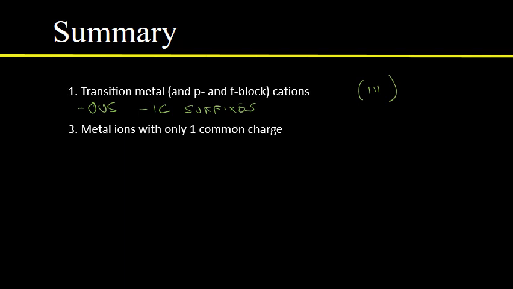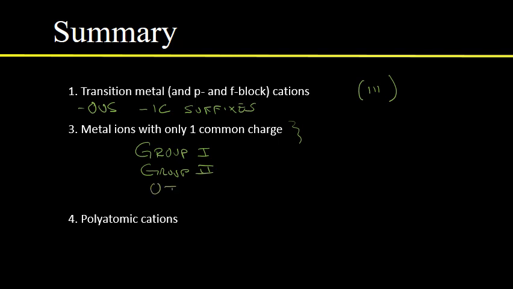Then we looked at metals that have only 1 common charge, and these included group 1 and group 2, and a special group of other metals. All right, group 1, group 2, and then there are 4 others, right? Aluminum, zinc, cadmium, and silver were the others.